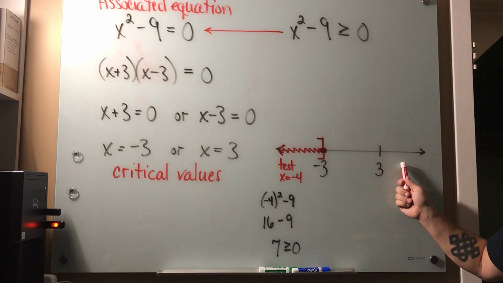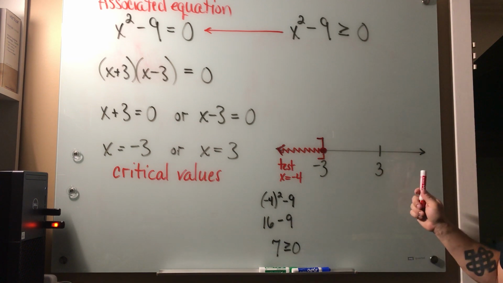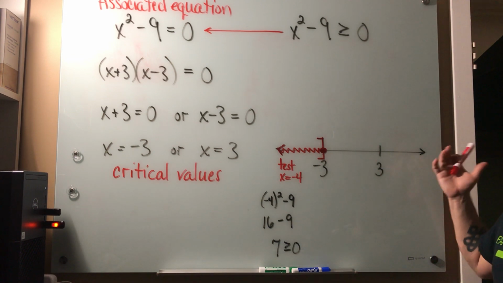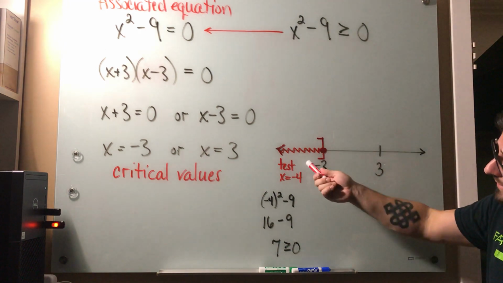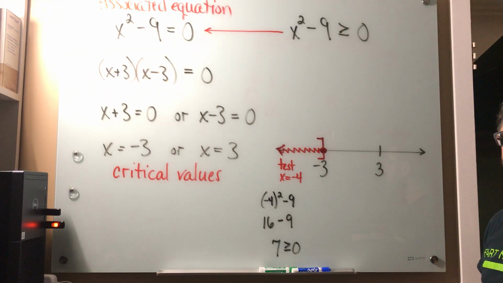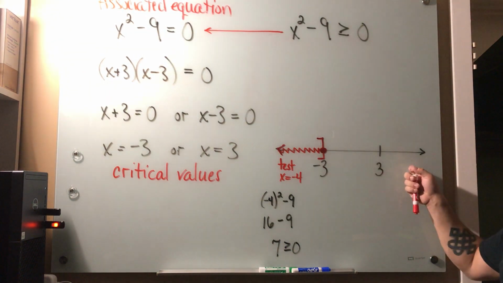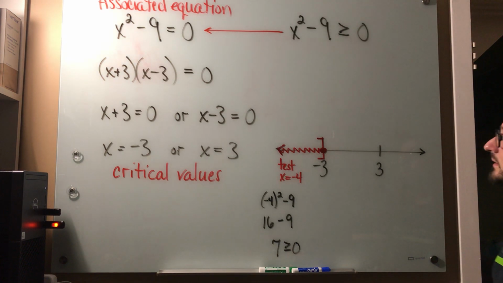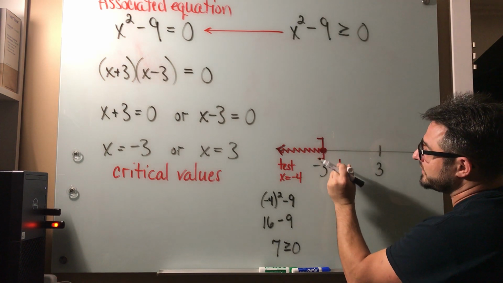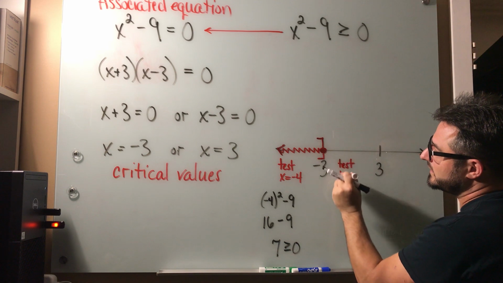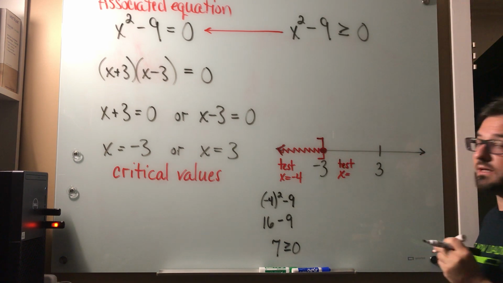We've got 2 other sections, and it's possible all 3 work. It's possible that 2 of them work and the third doesn't. Maybe this is the only one that works, but the only way we're going to know is to test the other 2 sections as well. So we're going to test a value in between negative 3 and positive 3.